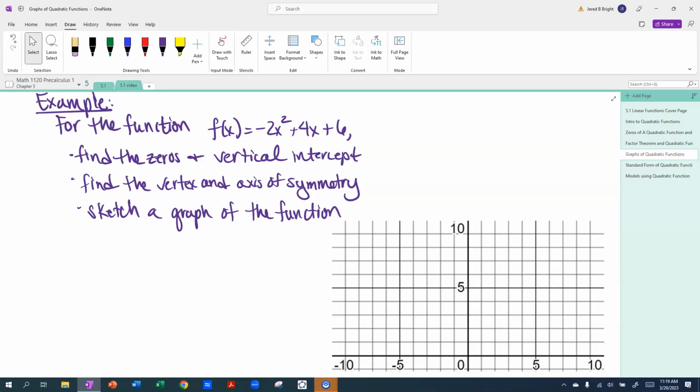Okay, let's start there. Zeros. I'm going to take negative 2x squared plus 4x plus 6 and set that equal to 0. Now I have a choice. I can try factoring, or I can do the quadratic formula. Quadratic formula is foolproof, but takes a little bit long.